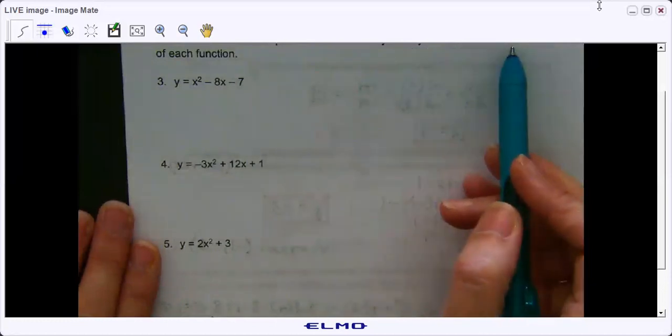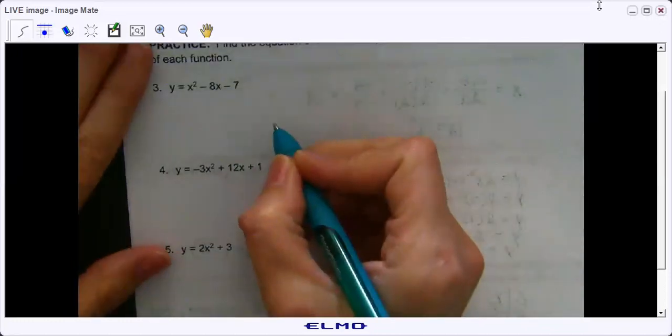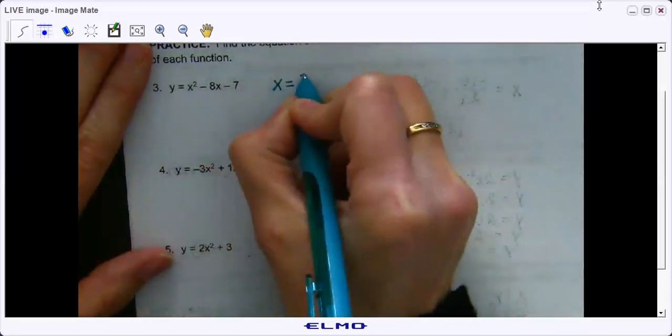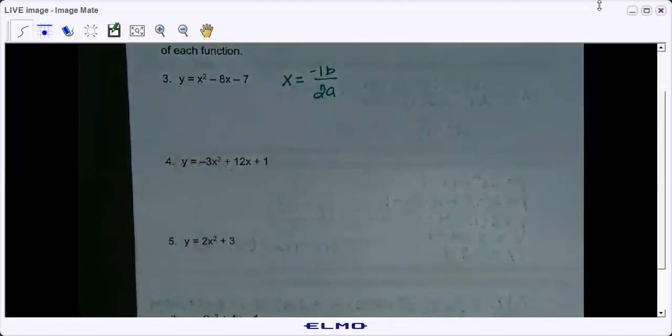I believe on the back, we are just going to find the vertex. So we're not going to do any of the graphing or the table. Okay, so it says find the equation of the axis of symmetry and the coordinates of the vertex of the graph of each function. So we have to find the vertex. Based on what we just did, what is our first step in finding the vertex? Right. We're going to use the equation x equals -b over 2a. And we're going to find the x of our vertex. So let's go ahead and do that.